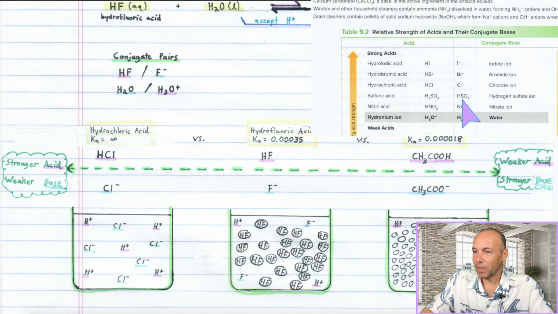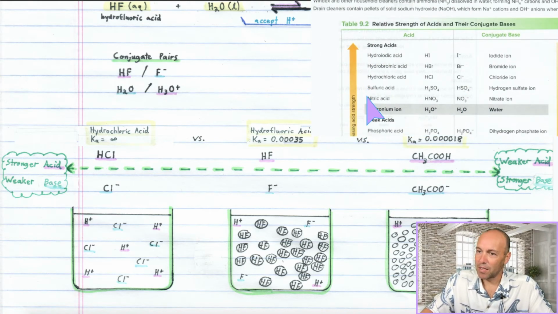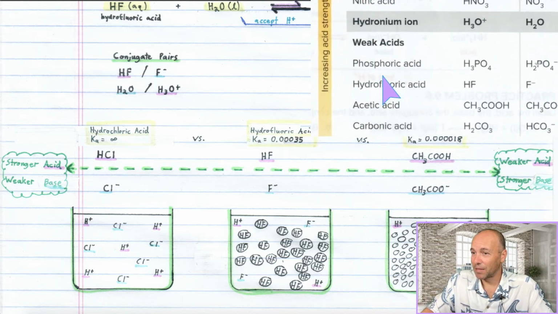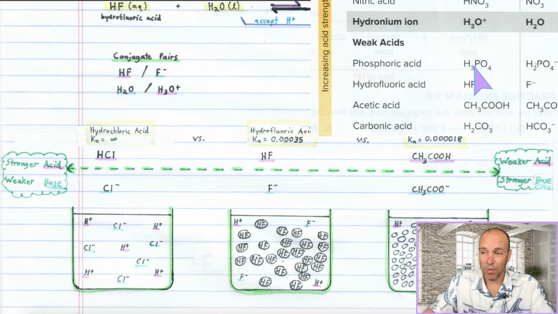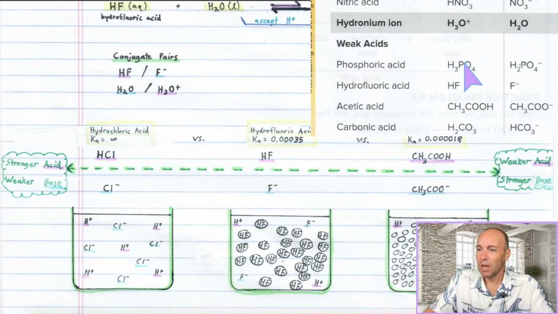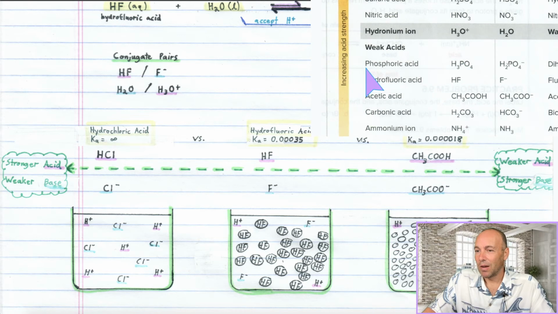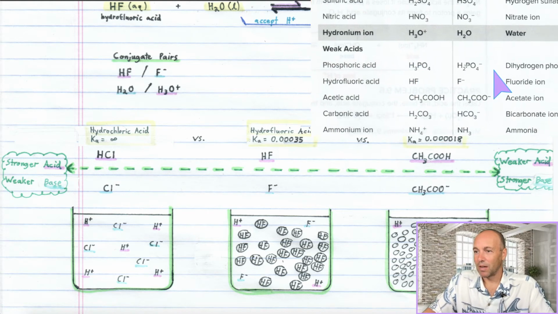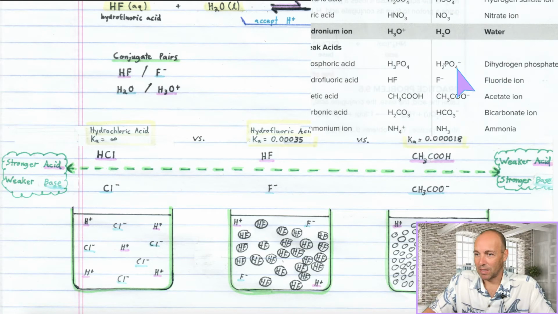Now, as you go down this list of acids and you get into the weak acid region, phosphoric acid is at the top of the list. Phosphoric acid, H3PO4, this is a triprotic acid. It can release 3 protons in solution, but it's a weak acid. So not 100% of these molecules ionize or release their protons. But the ones that do, after they do it, this is the conjugate base.